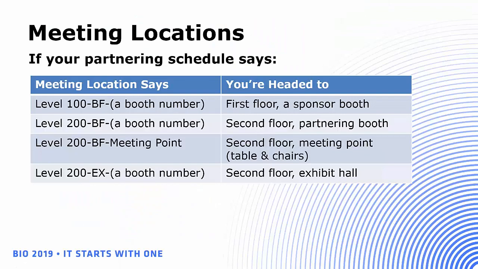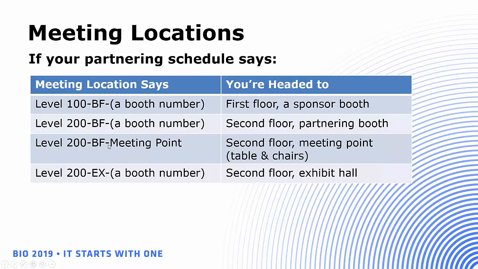Speaking of what appears on your meeting calendar, this is a quick overview of what you're really looking for if you see a particular thing on your partnering schedule. So, Case 1, your schedule says level 100-BF, that means business forum, and then a booth number. That means you're on the first floor, and you're going to be going to a general partnering booth actually here. If you're level 200 BF and a booth number, that's going to be the second floor and a sponsor booth, so those right there are switched.